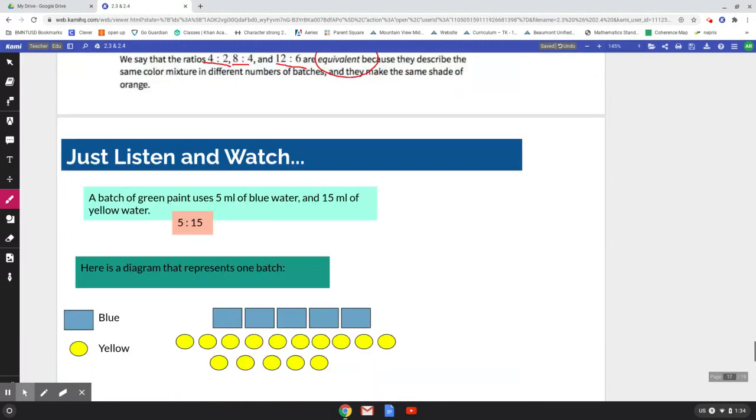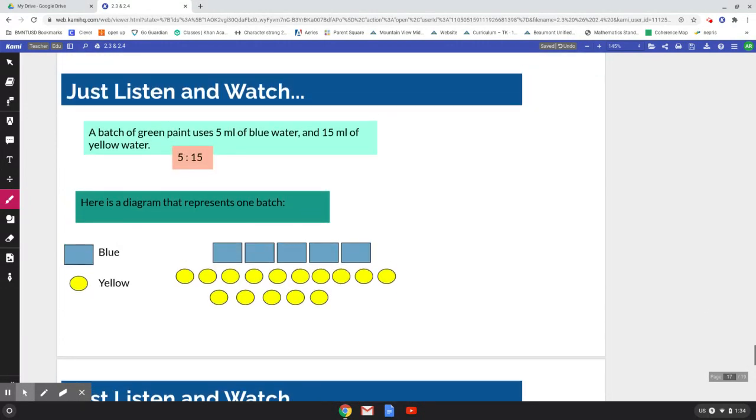Okay, so now I just kind of added a separate visual for you to see. So I made my own problem. This is not in your book. It says a batch of green paint uses 5 milliliters of blue and 15 milliliters of yellow. So I wrote my ratio 5 to 15. And here is a diagram of what that would be. Notice the blue has 5 and the yellow has the 15. So that would be my picture.